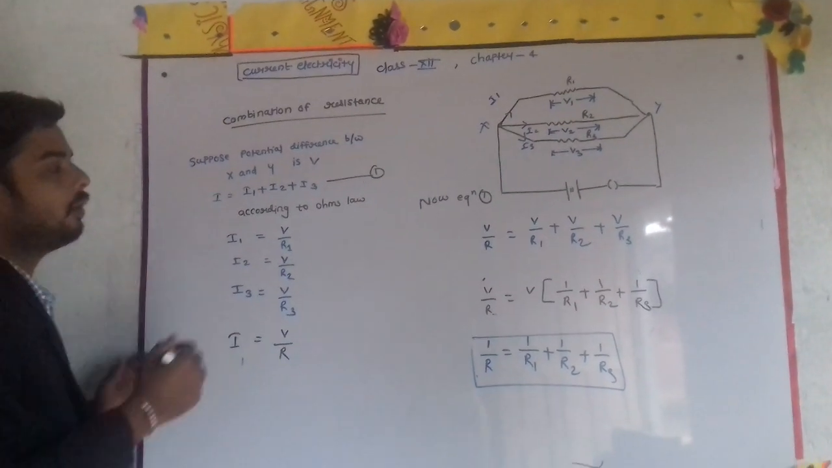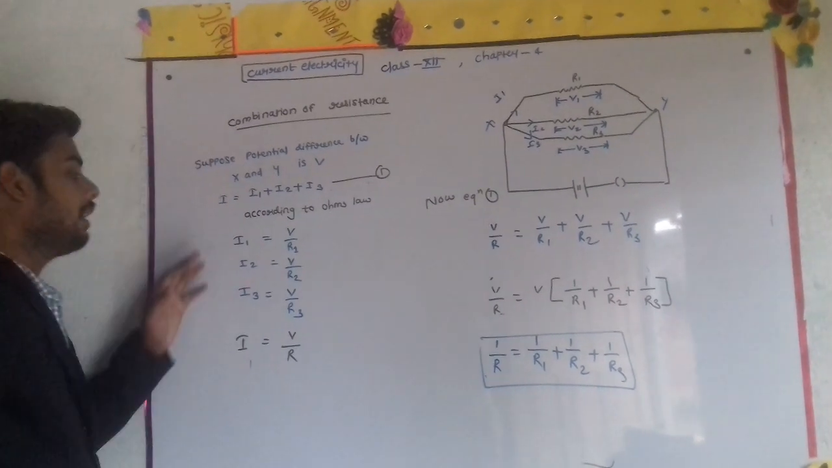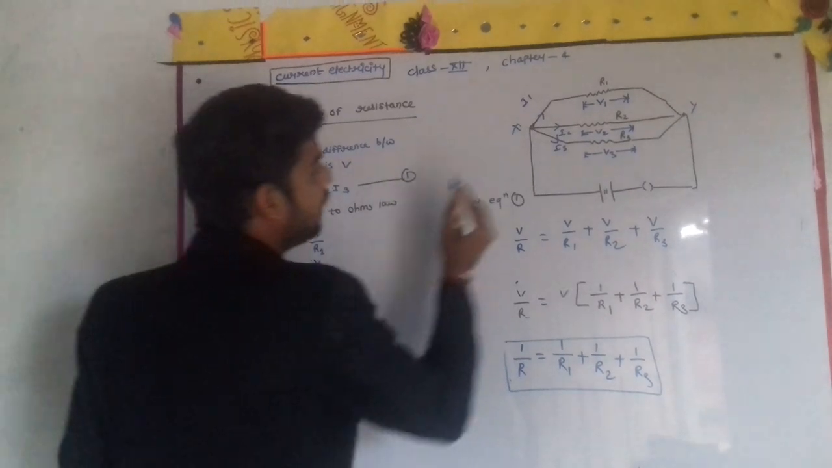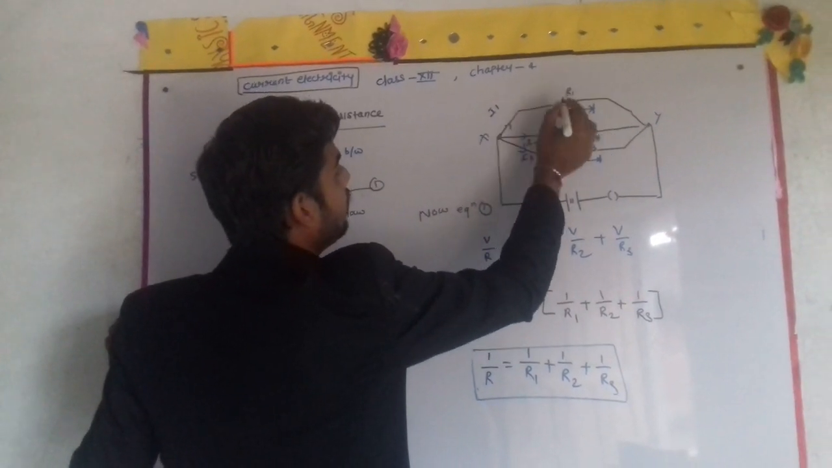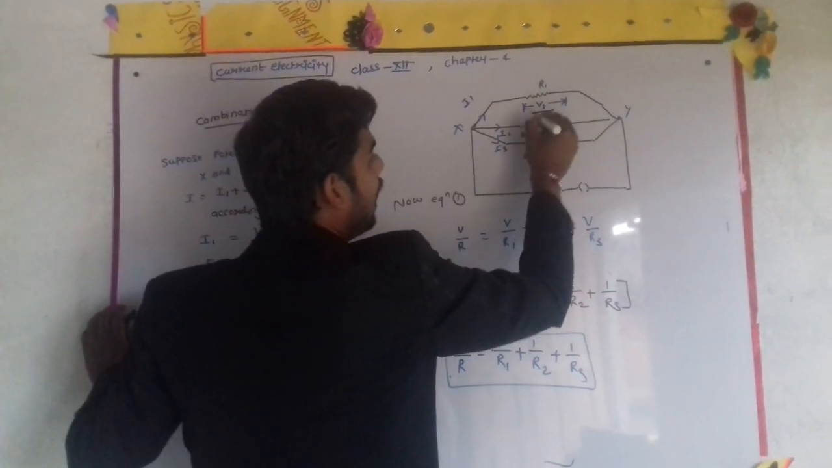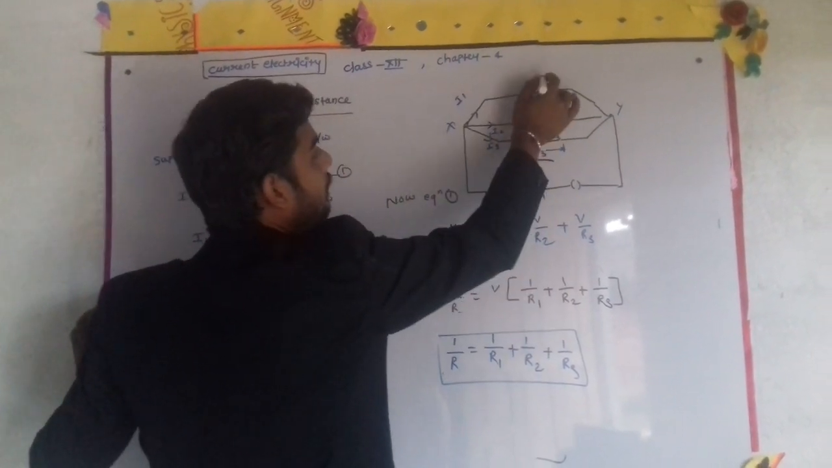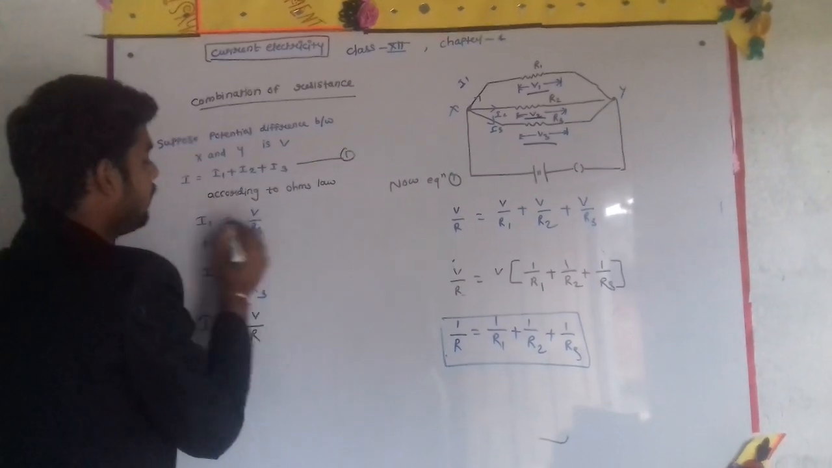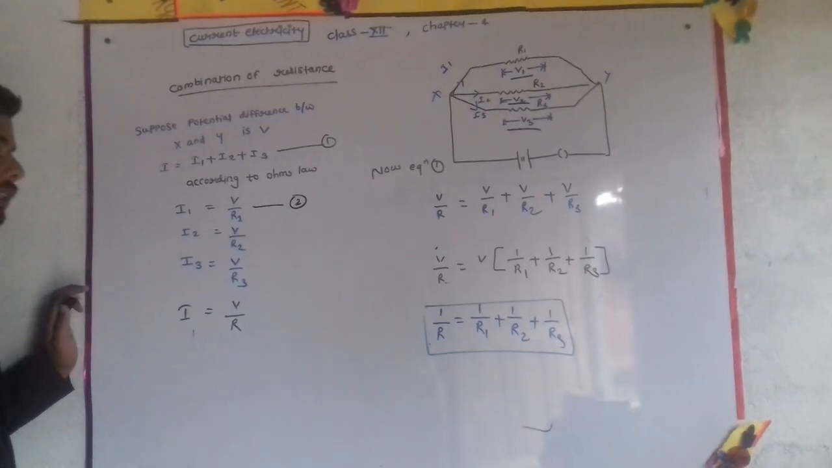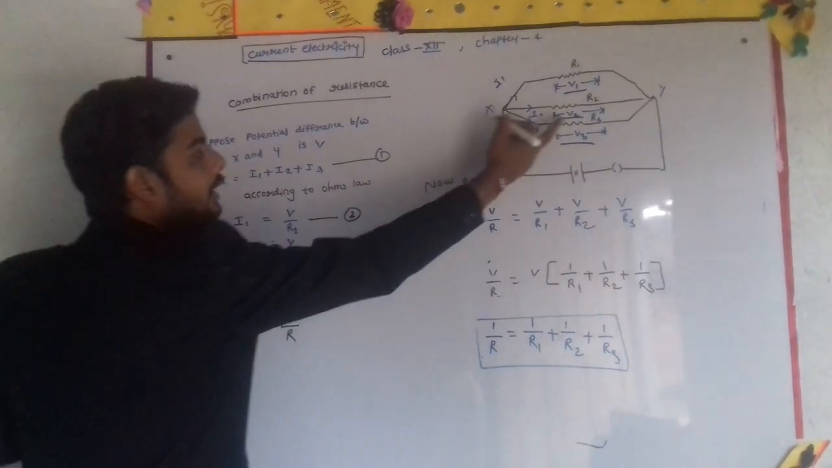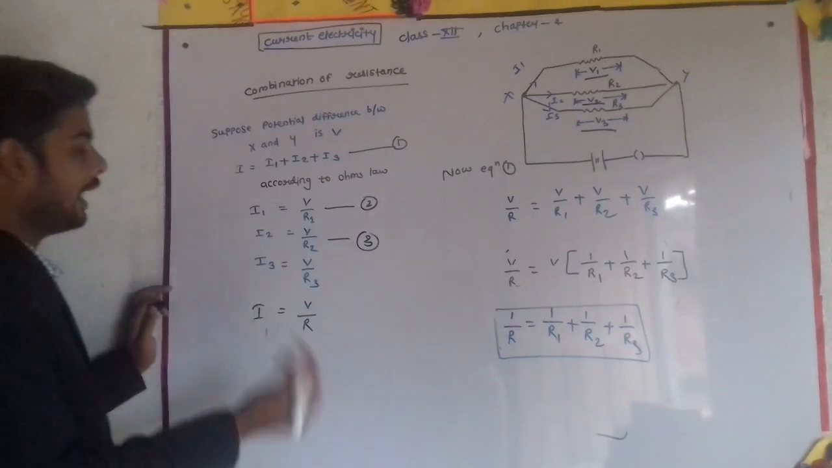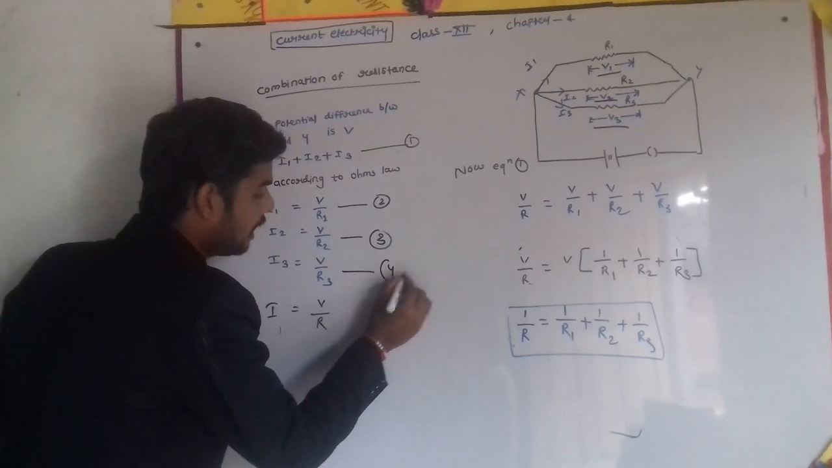We know by Ohm's law that current equals V upon R, I equal to V upon R. So what will be the current I1? V is the total potential, R1 is the resistance. So we get I1 equal to V upon R1. Second equation, similarly we get I2 equal to V upon R2, that will be our equation number third, and I3 equal to V upon R3.